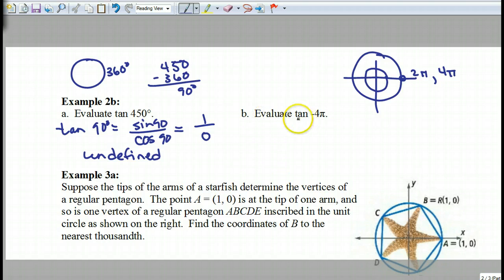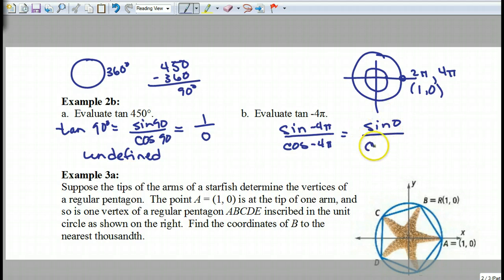So evaluate tangent at negative 4 pi. Instead of going counterclockwise, we'd be going clockwise, but you still end up at this point, which happens to be at 1, 0. So sine of negative 4 pi and cosine of negative 4 pi is the same thing as saying sine of 0 over cosine of 0, which happens to be at 0, 1. So tangent at that point, 0 divided by 1 is 0.